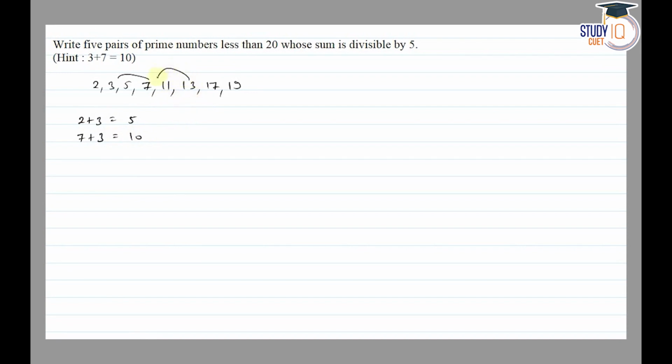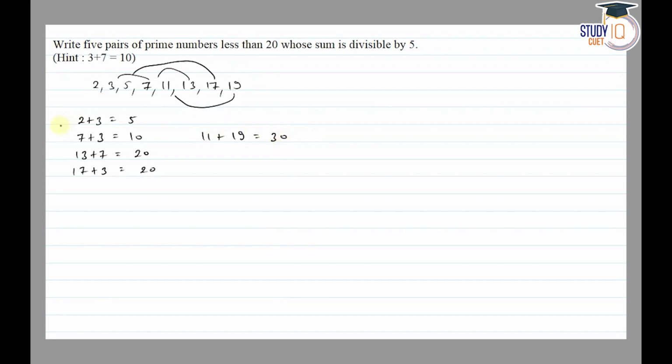13 plus 7 is 20, which is also divisible by 5. 17 plus 3 is 20, also divisible by 5, and 11 plus 19 is equal to 30. 30 is also divisible by 5.